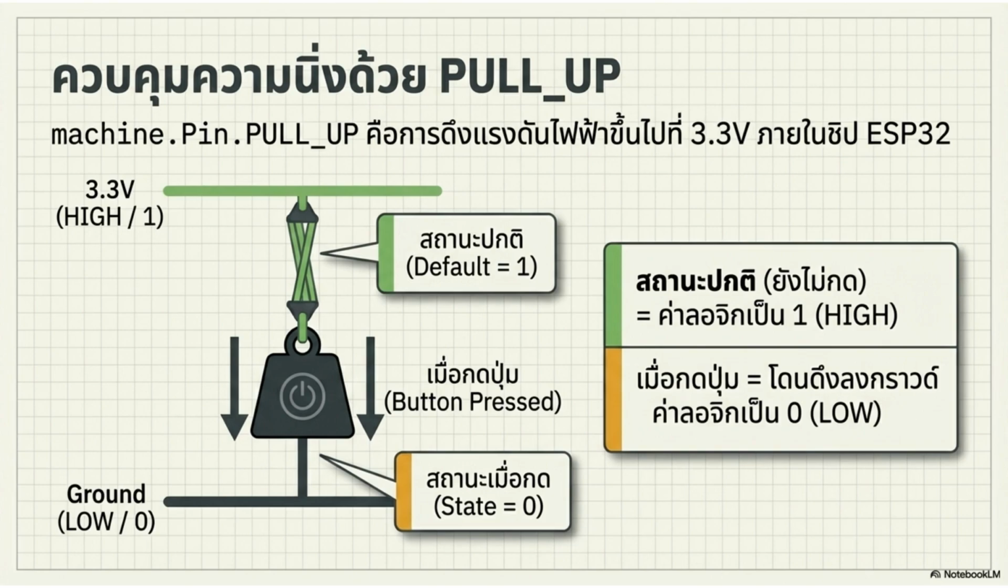Pin.PULL_UP pulls the voltage up to 3.3 volts inside the ESP32 chip. The default state, when not pressed, is high, 1. When pressed, it connects to ground, 0.